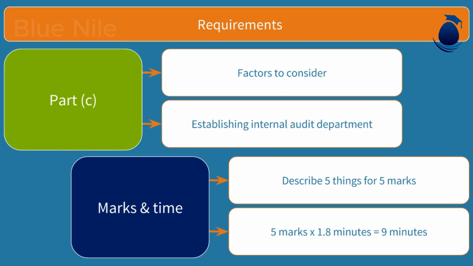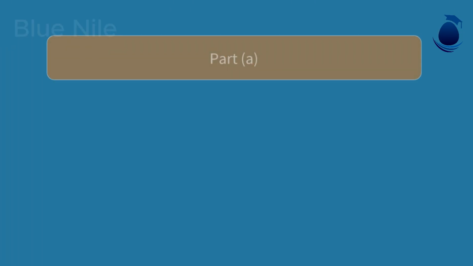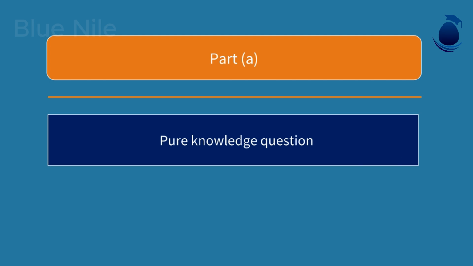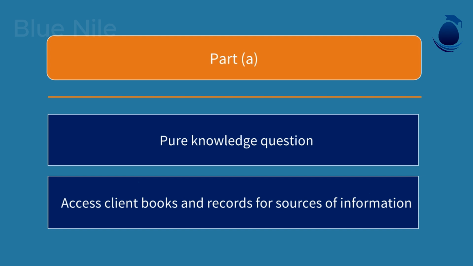Now, let's look at the question in detail. Part A is a knowledge question where very little can be obtained from the scenario. In this case, you obtain the answer from your textbook studies, and either you know it or you don't. At the planning stage, we will have access to the client's books and records, and will have other sources of information available to us. This will help the auditors gain an understanding of the client.